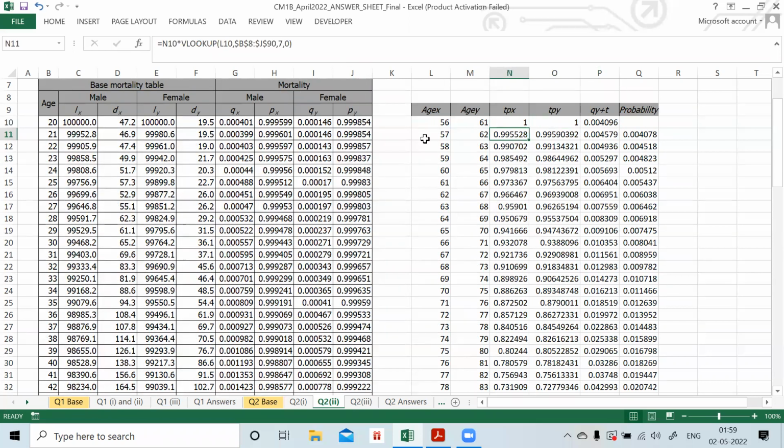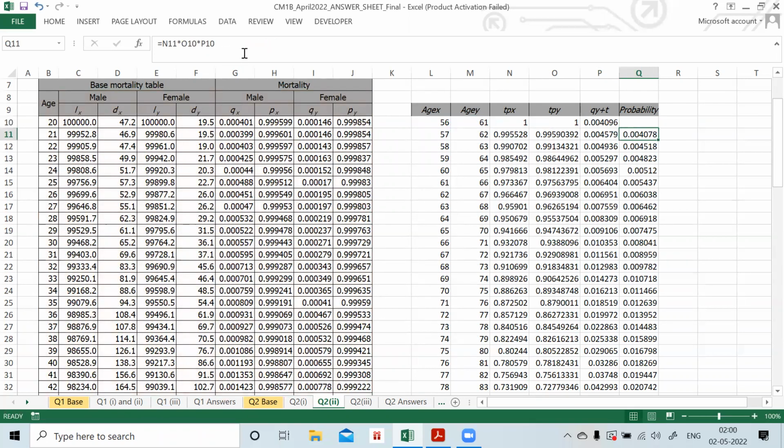So TPX is again 1, and similarly we are calculating using the VLOOKUP function, and this will go up multiplying cumulative probabilities. Similarly for TPY, and Q(Y+T) will give us where the female will die for that year.